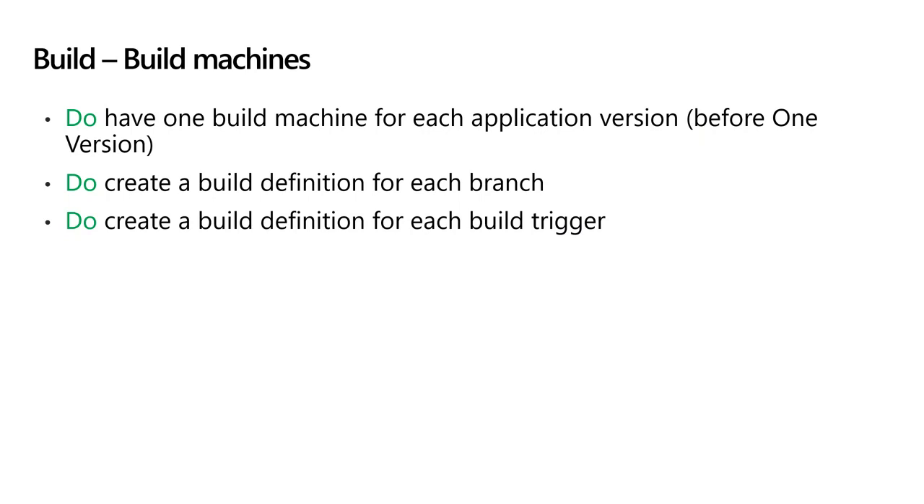Azure DevOps has build definitions. I believe that they're called pipelines now actually, but you can have a build definition or pipeline for each branch and build trigger that you need. So if you have a gated check-in for your dev branch, you'll have a build definition. If you have one that runs every night at 5 o'clock, you'll have another build definition for the dev branch, etc.